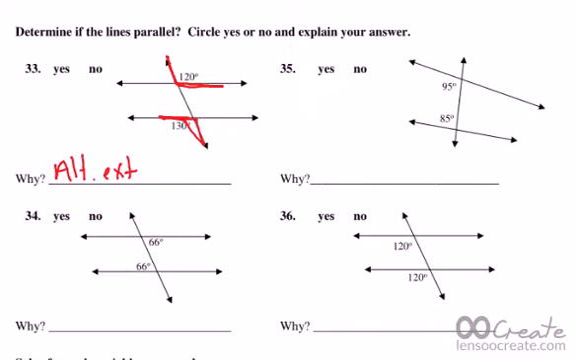And I know that alternate exterior angles should be equal to each other, and because they're not, these two lines are not parallel.